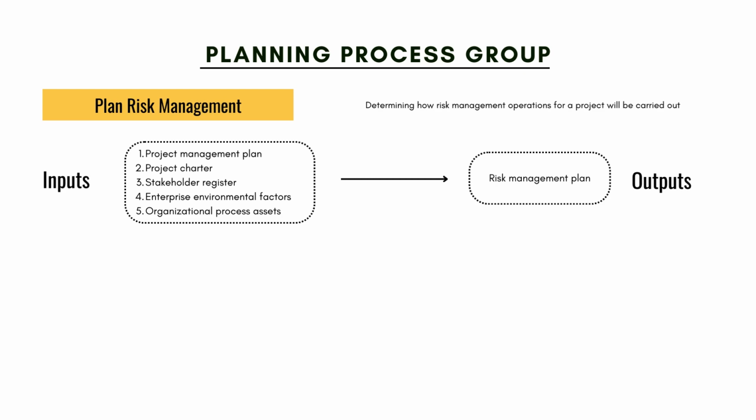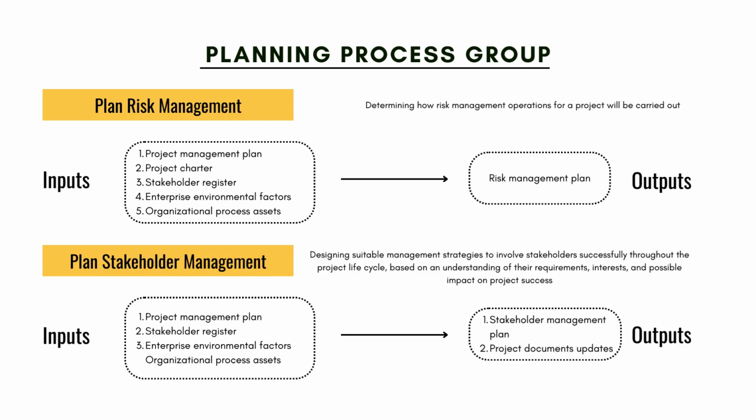Plan risk management is the process of determining how risk management operations for a project will be carried out. Plan stakeholder management is the process of designing suitable management strategies to involve stakeholders successfully throughout the project life cycle, based on an understanding of their requirements, interests, and possible impact on project success.